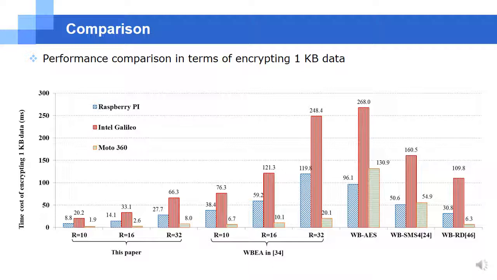The performance of the proposed encryption algorithm has been compared with that of existing white box encryption algorithms. All experimental programs were implemented in the C programming language and executed on the 3 testing devices. The measured time cost for encrypting 1 KB data are illustrated in this figure. The figure shows that, compared with existing white box encryption algorithms, our algorithm performs much better on all the 3 embedded devices, indicating that the new scheme is more suitable for real-time applications.